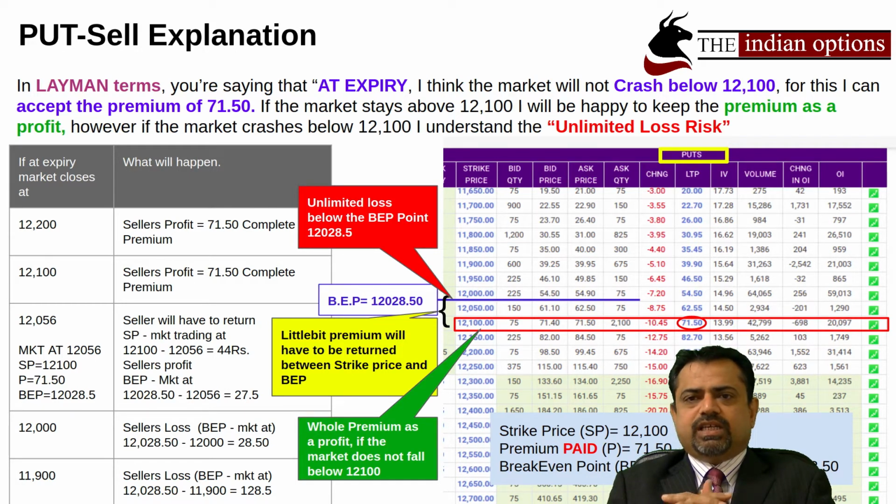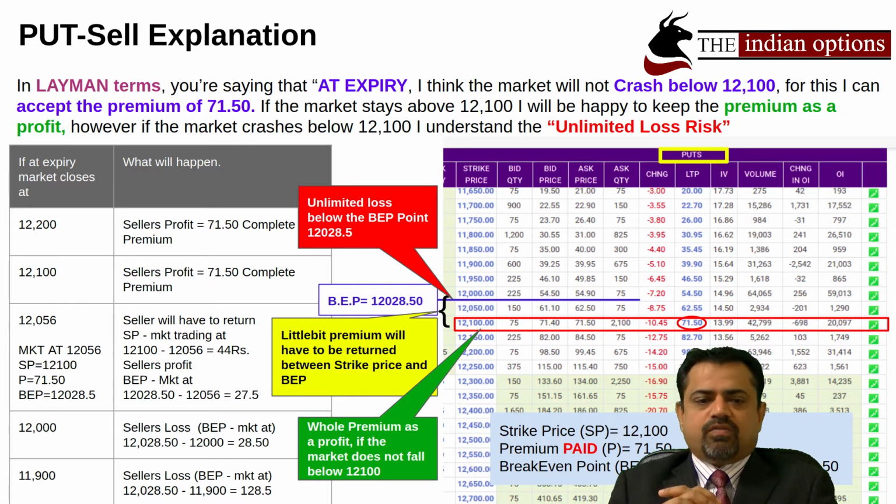So now in this situation, as I said earlier, you will have to pay part of your premium back. How much you will have to pay back is 12,100 minus the market close at 12,056, so 44 rupees. Out of 71 rupees, you will have to pay 44 rupees back to the buyer. You'll have to return it, and your profit out of this whole contract is going to be only the break-even point minus the market trading price. The break-even point was 12,028.5, and the market closed at 12,056. So your profit is going to be 28 rupees 50 paise only.